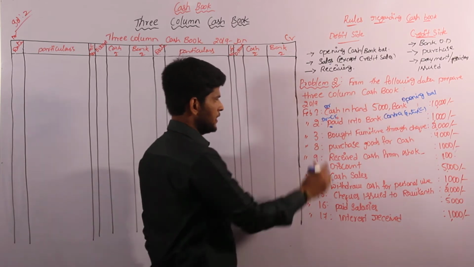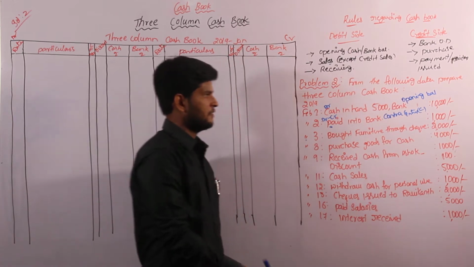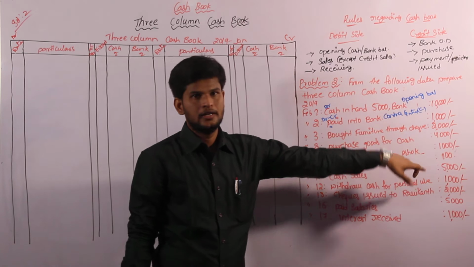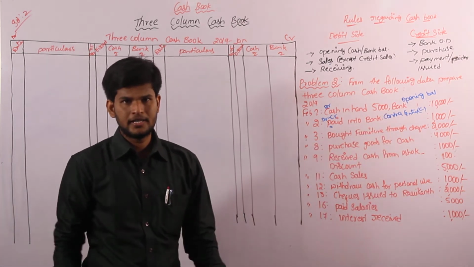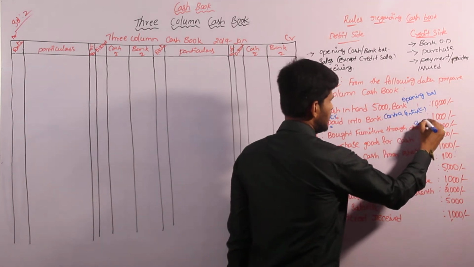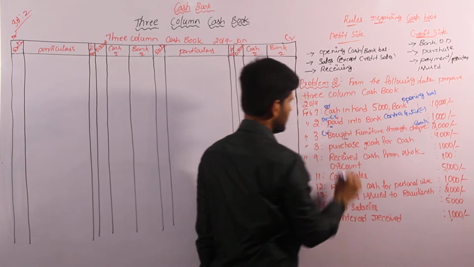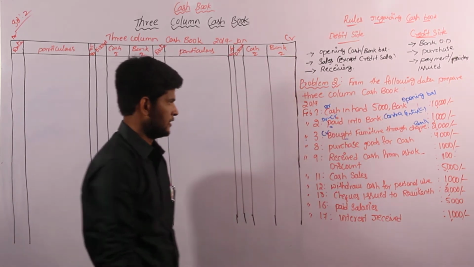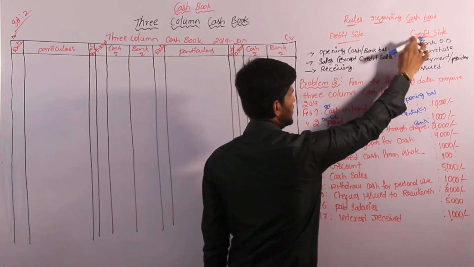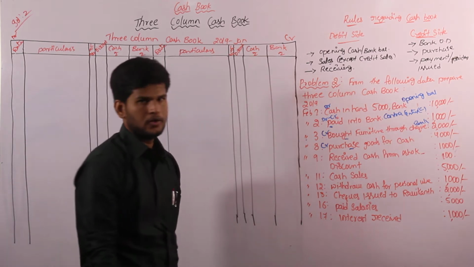And come to the next one, that is on February 3rd, bought furniture through check. We are purchasing furniture. Bought is nothing but purchase. So we purchase furniture by paying check, so it will be entered in the bank column. Purchase is a credit side transaction. We have to give CR. CR is nothing but credit. And next one, purchase goods for cash. It is also a purchase. On the credit side we have to enter the purchase transaction, meaning cash goes out. That's the reason we enter it there.